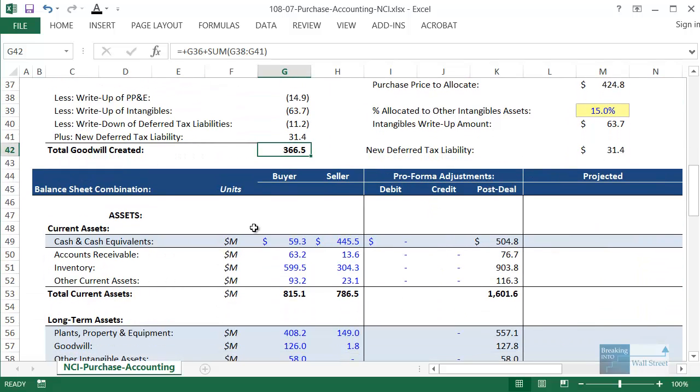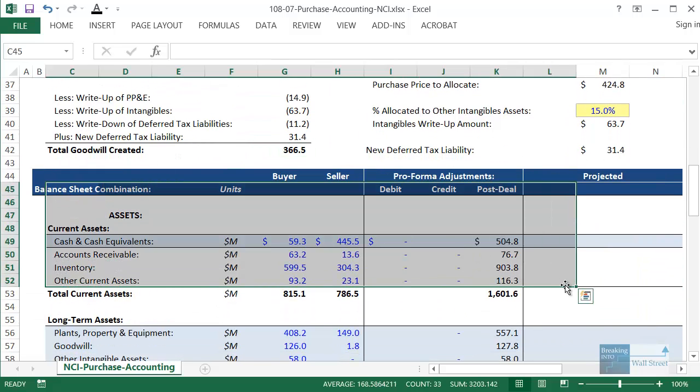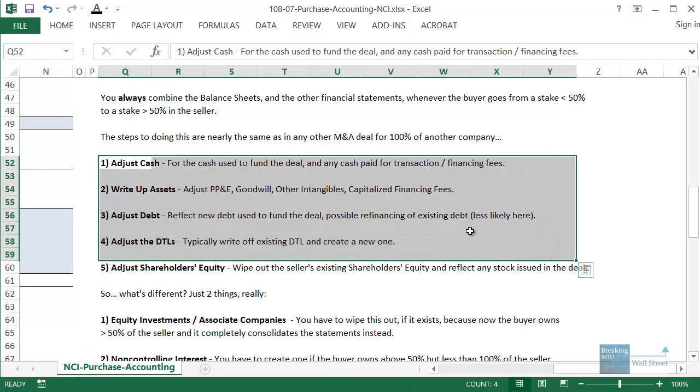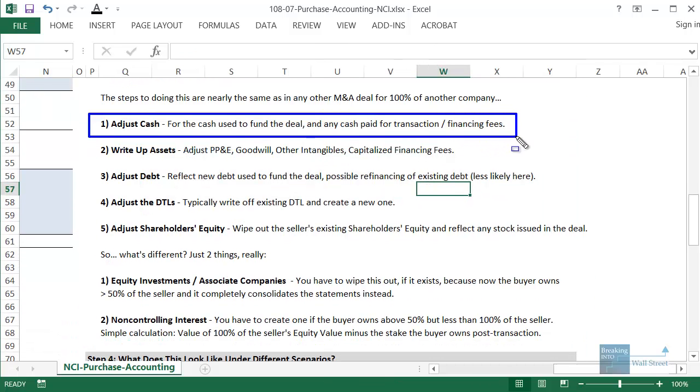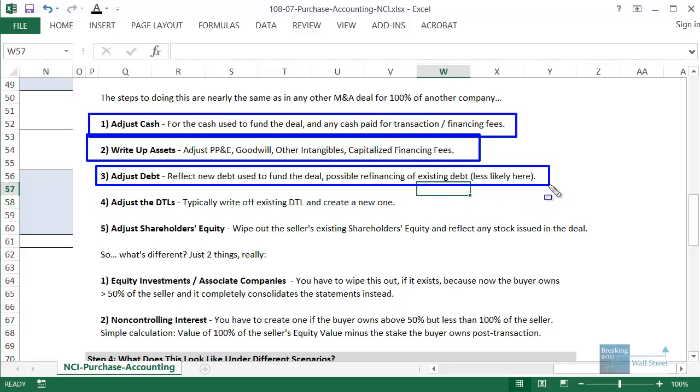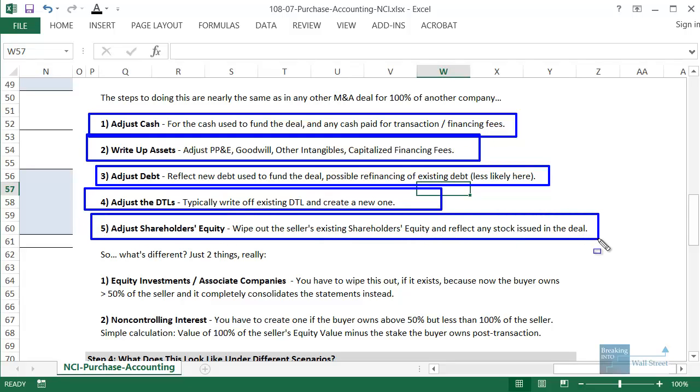With that all set up, we can now move to our balance sheet combination. Now, this is largely the same as what you do for any other type of M&A deal. And again, I have a list of the exact changes over here. So we're going to adjust cash for the amount of cash used to fund the deal. We're going to write up the assets just like you would in a normal M&A deal. We're going to reflect new debt issued and possibly debt refinanced, although that's less likely for under a 100% stake in a company. We'll adjust the deferred tax liabilities, and then we will adjust the shareholders' equity value by wiping out the seller's existing value and then adding the value of any stock issued right there.